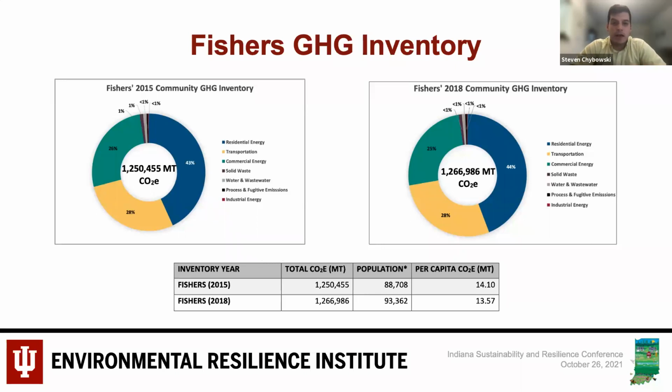So we are seeing a slight increase in emissions, but that's really not surprising because it's a growing community and the population has increased over that time as well. If you look at that chart at the bottom, you can see that the per capita carbon dioxide equivalents actually declined over that time.